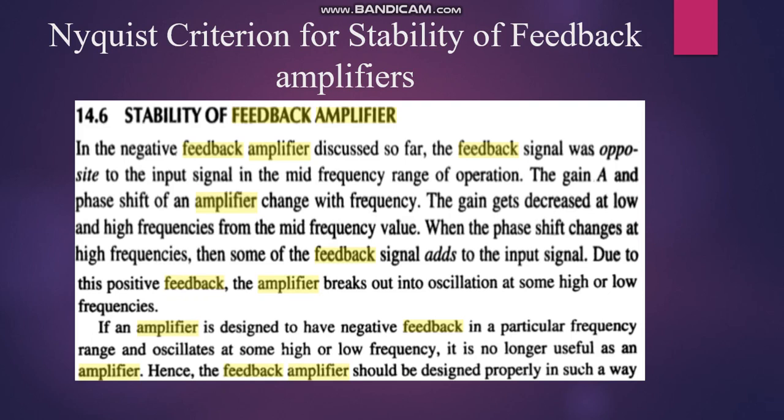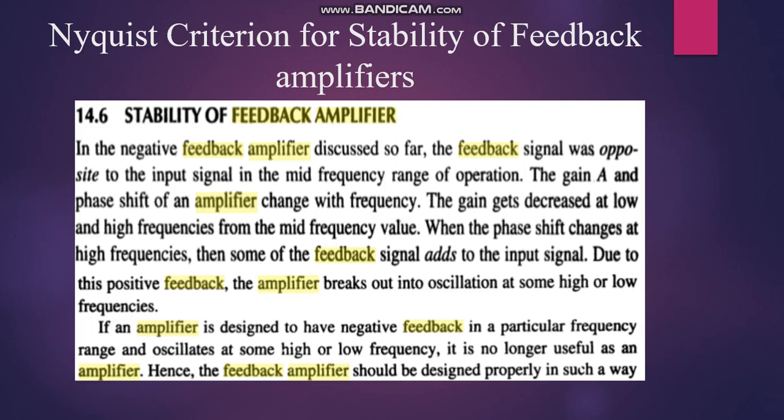Next is the Nyquist criterion for stability of feedback amplifiers. So this is also an important 8 marks question. First we have to know about the stability of feedback amplifier. For normal feedback, we say the feedback signal is opposite to the input signal in the mid frequency range. Now the gain A and phase shift of an amplifier are going to change with frequency. The gain is going to decrease at low frequency and high frequency, from the mid frequency value.